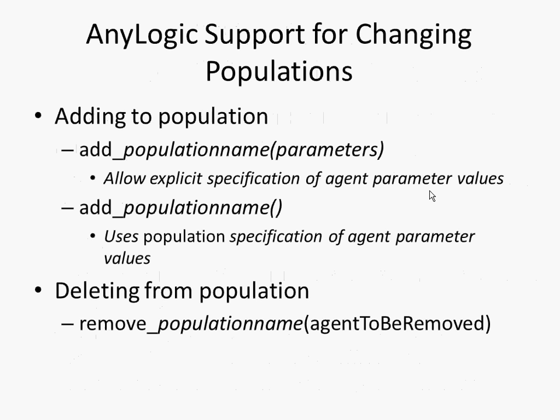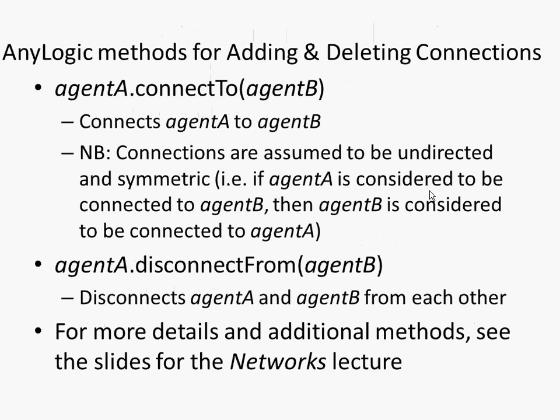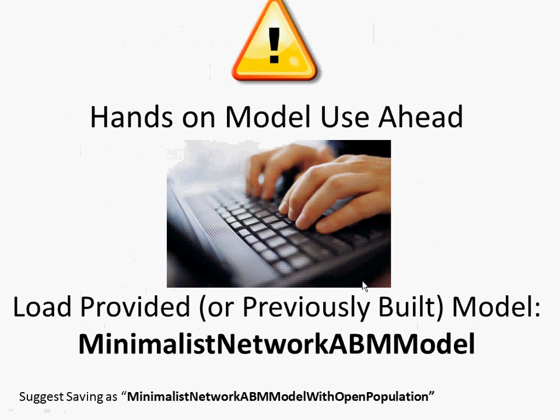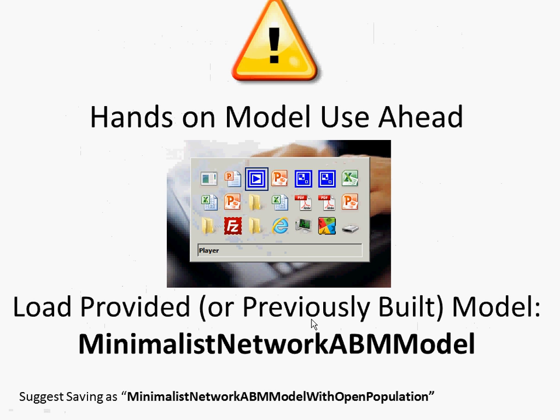These are so-called methods associated with the object that contains that population, so with Main, for example. Similarly, we're going to be able to connect two agents together with agent1.connect to agent2, or agentA.disconnect from agentB. So I'd like to load in a model where we see this. I would suggest that you load in a model from the O drive called Minimalist Network ABM model.